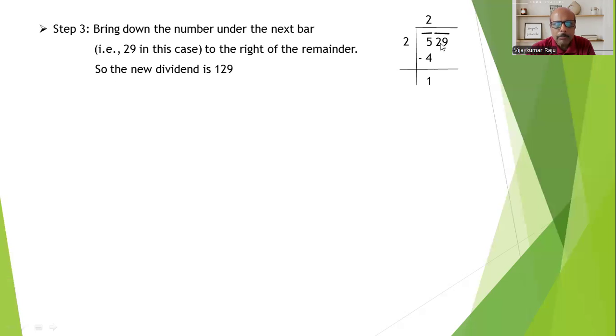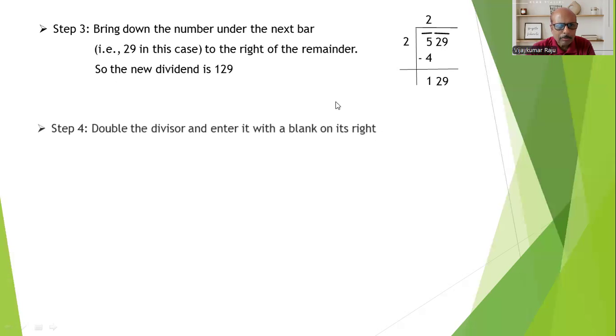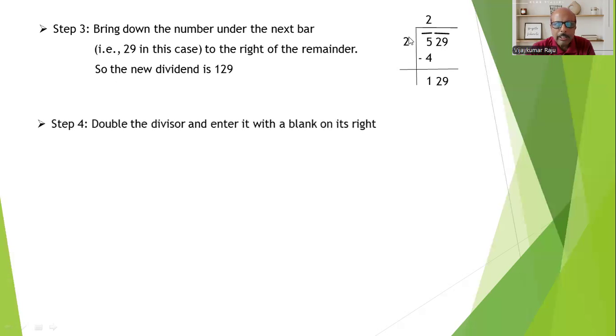Now this next number, this pair, I have to bring down. So in this case, 29, we are bringing it down. It should be written next to the remainder. So now your dividend is 129. Clear? Now what you have to do? Double the divisor. This divisor should be doubled, means add 2 to it again.